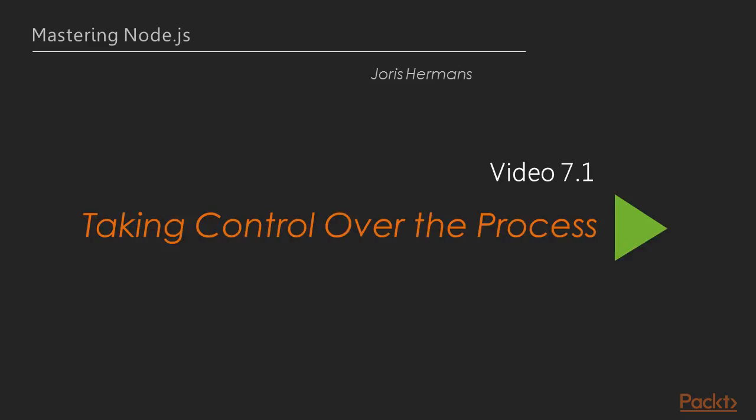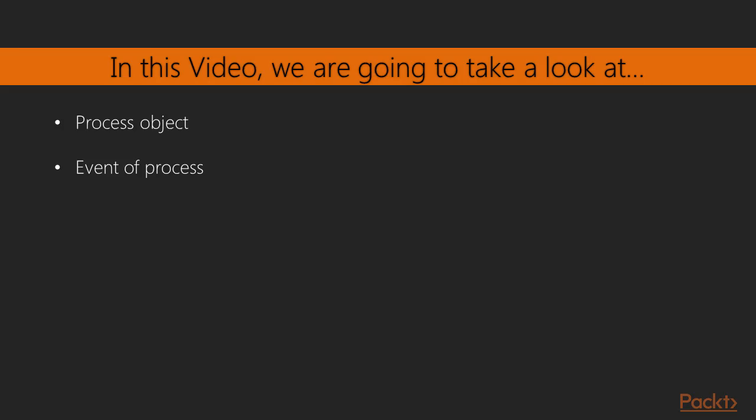Now we move on to the first video of this section that deals with taking control over the process. In this video, we will look at some useful events and how to interact with them. In this video, we are going to take a look at how to use the process object and how to look at an event from that process object.